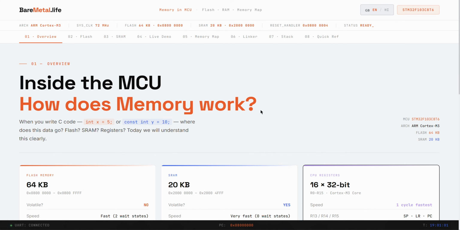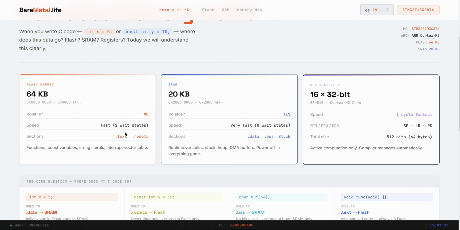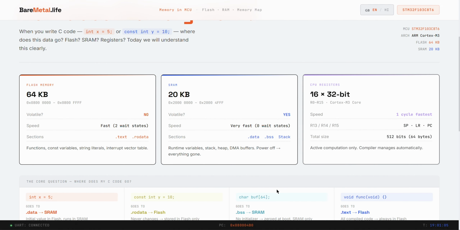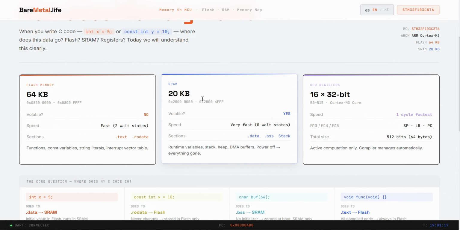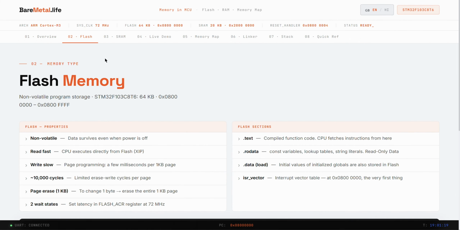Each of these memories has a specific job. Each one stores a different kind of information at runtime. And by the end of this video, you will know exactly what goes where and why. Now, let's begin with the flash memory.